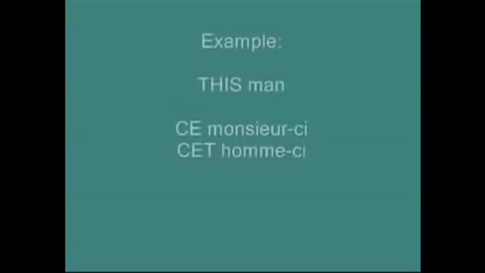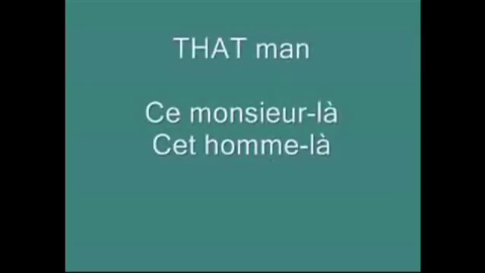So for example, if I wish to say this man, and I intend to really imply the fact that he is close to me, this man, I will say ce monsieur-ci, and the ci here is really there to emphasize the fact that he is close, like at a very close distance. If I say ce monsieur-là, là means there, it will be that man over there.